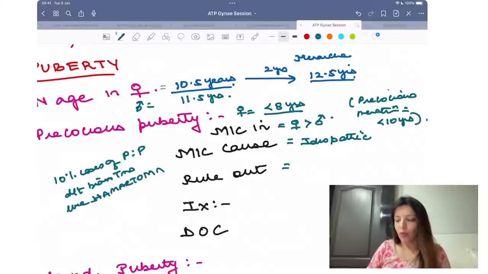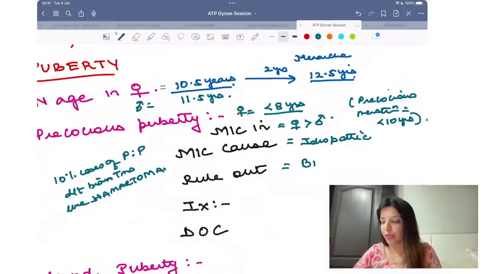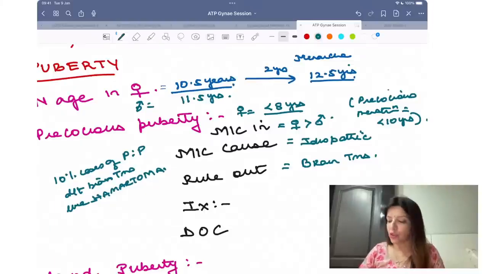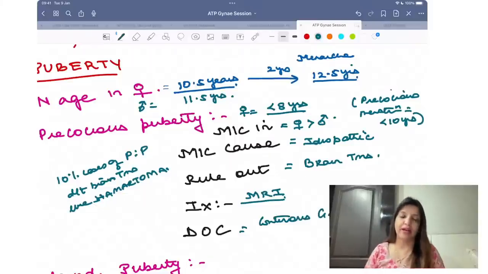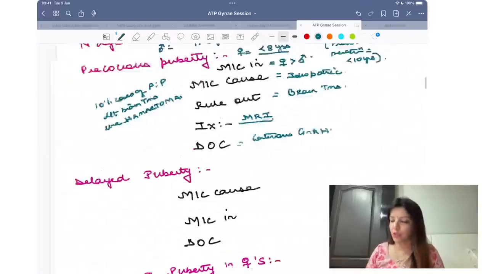That is why whenever you have a patient of precocious puberty, you should rule out brain tumors. And the investigation which you have to do is MRI. MRI has to be done in all patients of precocious puberty, right? What is the drug of choice for precocious puberty? Continuous GnRH. That's the drug of choice for precocious puberty.